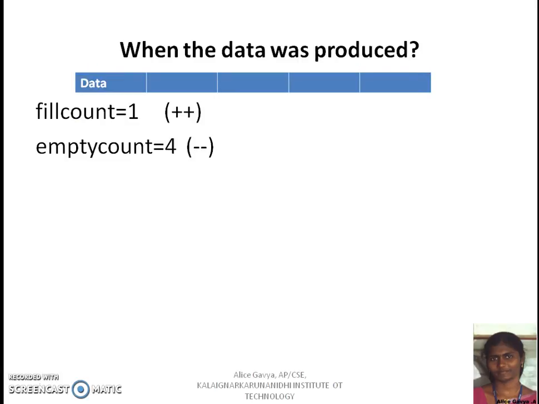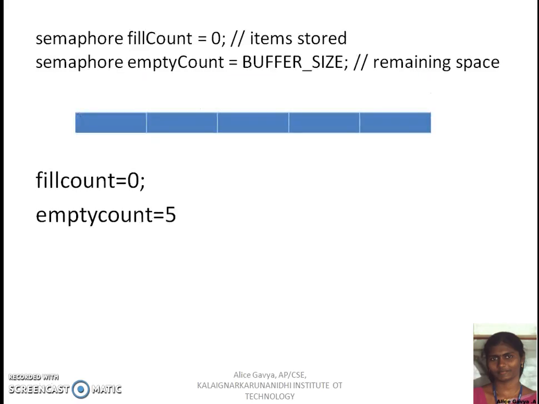So what will happen when a data is added into the buffer? Whenever a data is added into the buffer, we need to increment the value of fill count and we need to decrement the value of empty count. Initially, fill count was initialized to 0 and empty count was initialized to the value 5. So what does 5 refer to? 5 refers to the maximum size of the buffer.